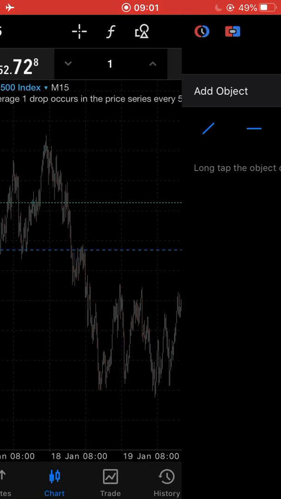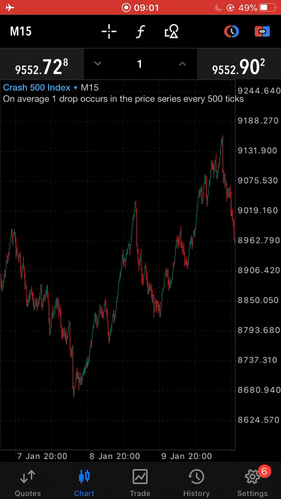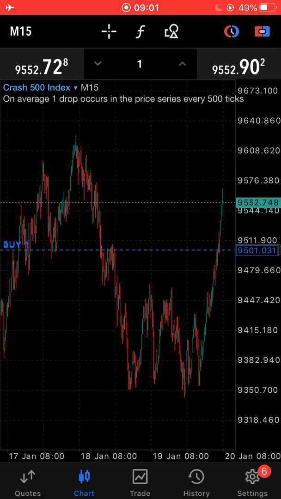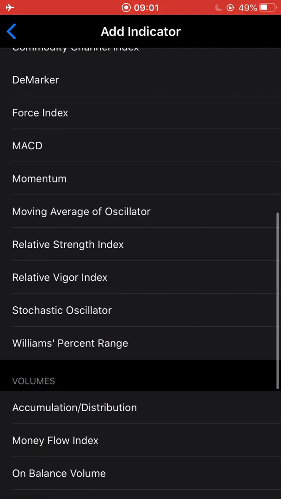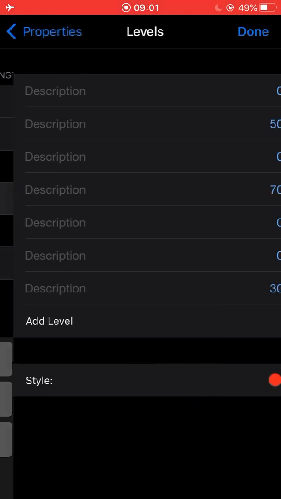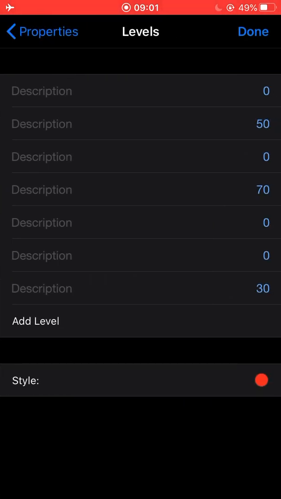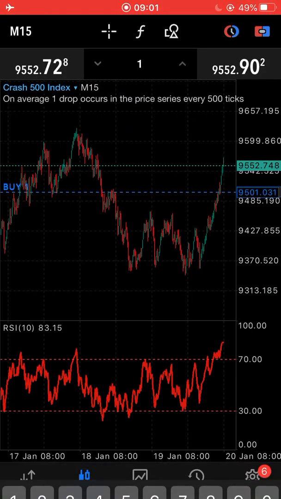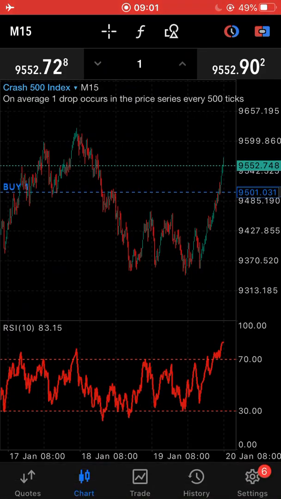How would you feel if you traded the RSI the wrong way, in the reverse way? We are trading the RSI now in the reverse pattern. That's how the strategy works. Let me add my RSI, the Relative Strength Index. The period is 10, apply to close, and the levels are 50, 70, and 30. You can remove the 50 and have only 70 and 30. Right now we have the 70 and 30 levels.